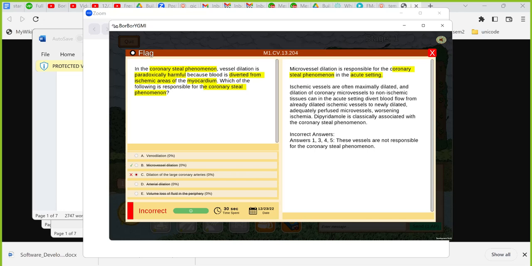So ischemic vessels are often maximally dilated, and dilation of coronary microvessels to non-ischemic tissues can cause, in the acute setting, diversion of blood flow. So that's like we just said. Dipyridamole is classically associated with the coronary steal phenomenon. I think you also see coronary steal phenomenon if you take Viagra in a man with an MI, because Viagra works by dilating blood vessels. And so I think that's one of the reasons you don't want to give Viagra to someone who has a recent myocardial infarction.